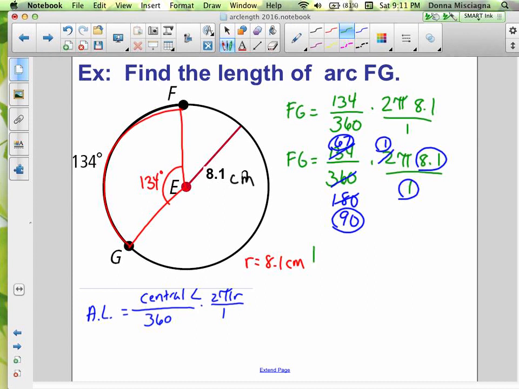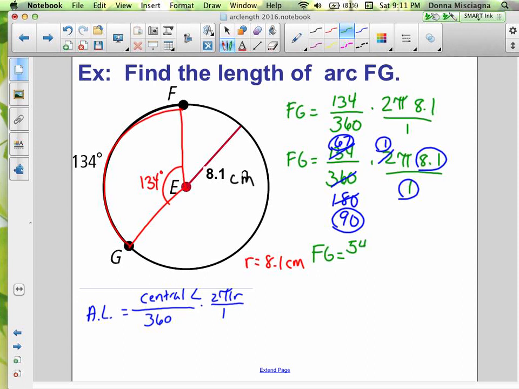Now let's use a calculator. When we multiply, if the decimal's gone, we're good. If not, we're going to multiply by a factor of 10 to get rid of that decimal. All right, so we have 67 times 8.1. All right, so that gives us 542.7. We still have a decimal there.